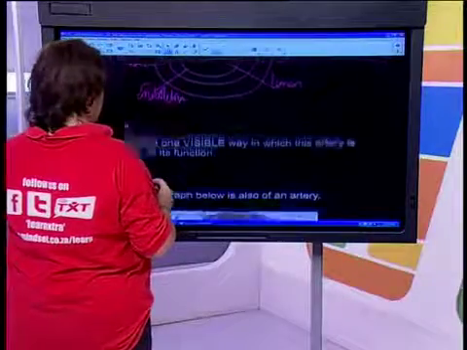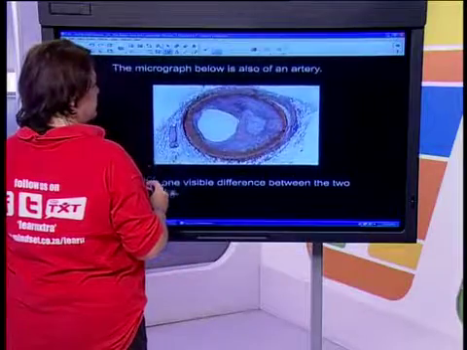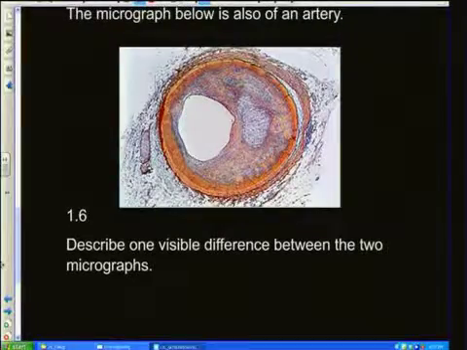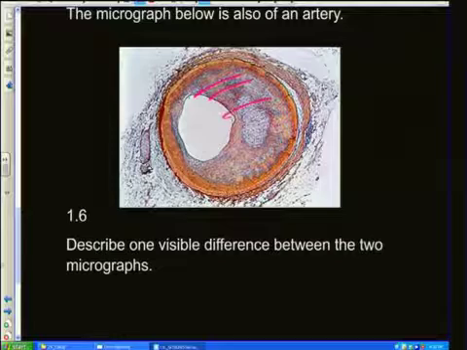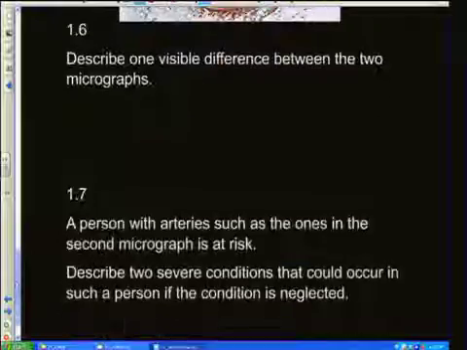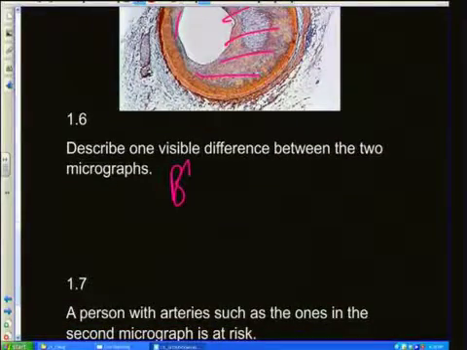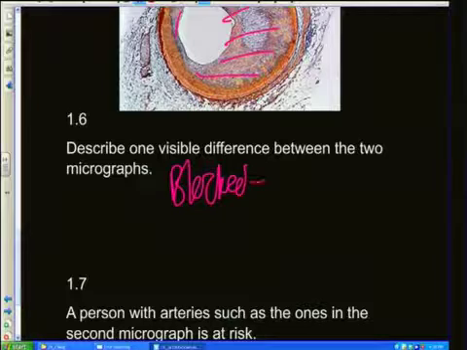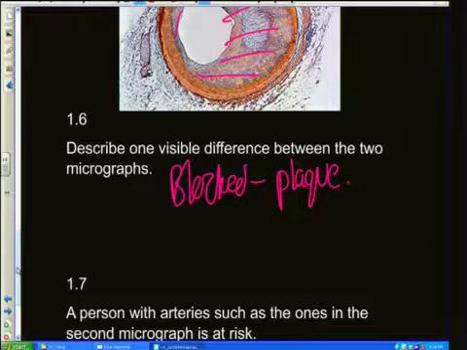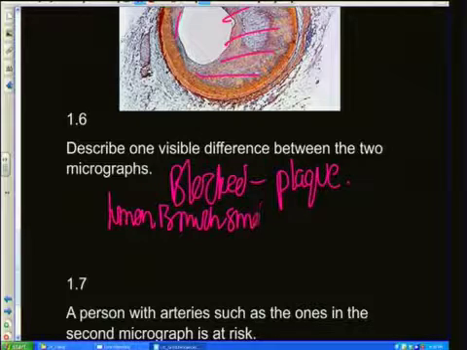Then we take the same picture. Now have a look here. Same picture, now all of a sudden there's a difference. What is all of this? What is a visible difference? This artery is blocked. It's blocked with plaque. Same as the plaque on your teeth, icky. That's the visible difference. It's blocked. Its lumen is much smaller. And now because it's much smaller, we're going to have much greater pressure.